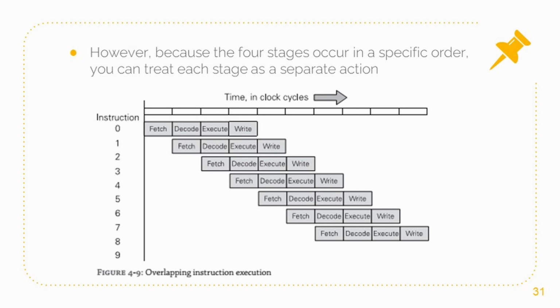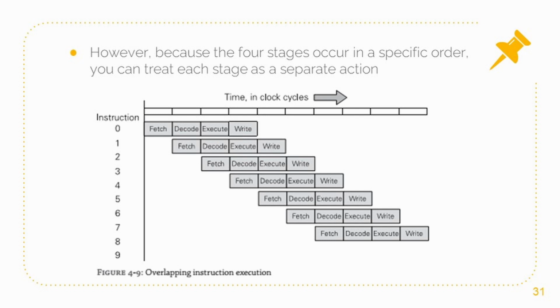1. Pipeline parallelism. In a pipeline CPU, multiple instructions are processed concurrently by dividing the instruction execution process into sequential stages. While one instruction is being executed in one stage, the next instruction can enter the pipeline and begin execution in the subsequent stage. This overlapping of instruction execution allows the CPU to achieve higher throughput and better utilization of resources.